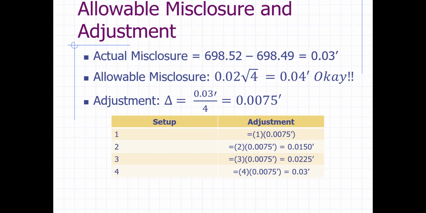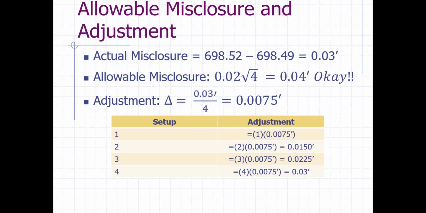At instrument setup 1, we will apply this actual value, 0.0075 feet. At instrument setup 2, we'll apply 2 times that value, or 0.0150 feet. At instrument setup 3, we will correct elevations by a value of 0.0225 feet. And then finally, at our 4th and final instrument setup, we will apply a correction value equal to our misclosure of 0.03 feet.